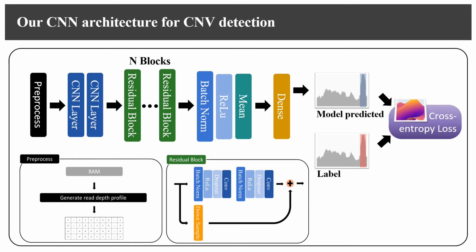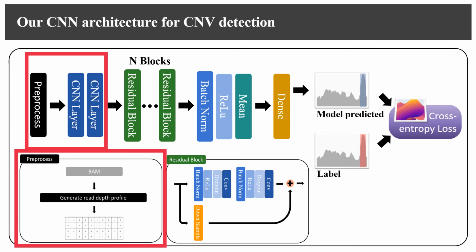We modified the CNN peaks and designed our CNN architecture for CNV detection as illustrated in this figure. Here are some details of our new CNN model. First, we convert our raw data via data processing into input vectors for two CNN layers. These two CNN layers can reduce the number of trainable weights.